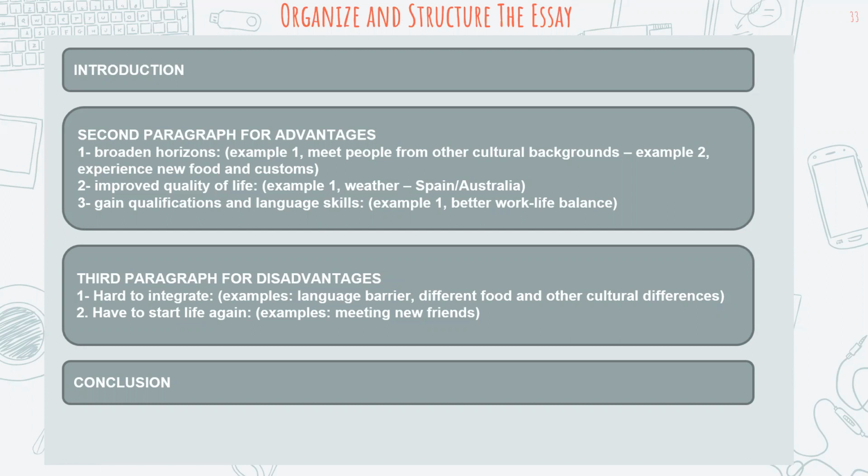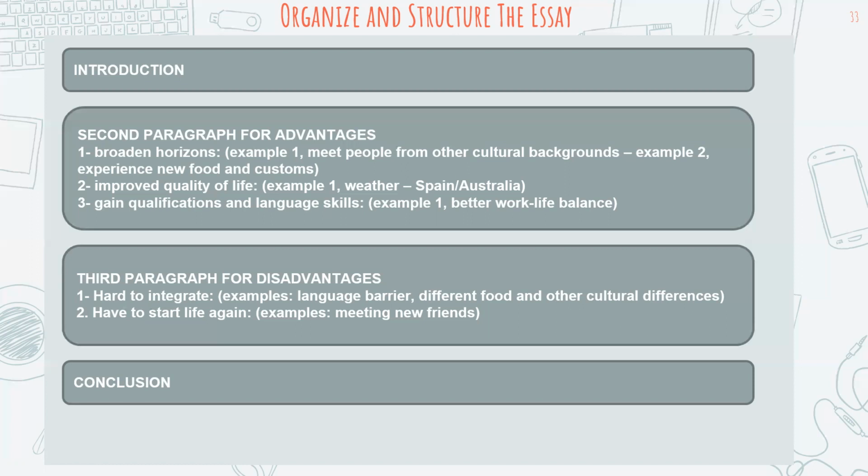And you need to give examples, maybe meeting new people from other cultural backgrounds, and you experience new food and customs. 2, improved quality of life, maybe the weather, we'll talk about that in the essay. Gain qualifications and language skills, you will get better work-life balance.